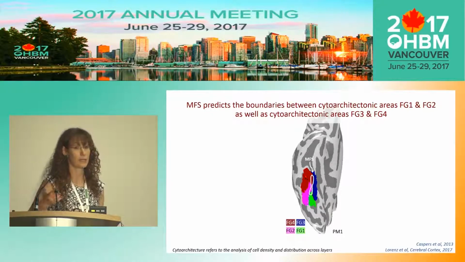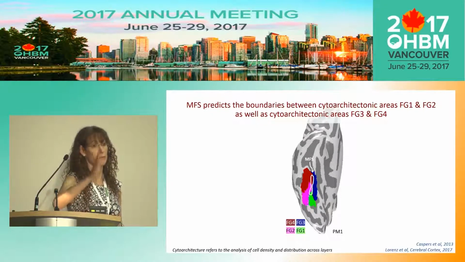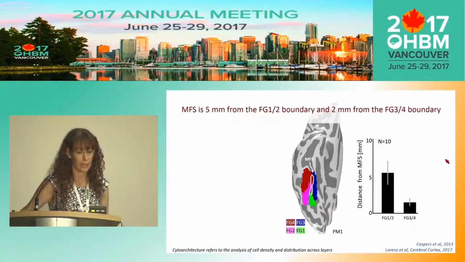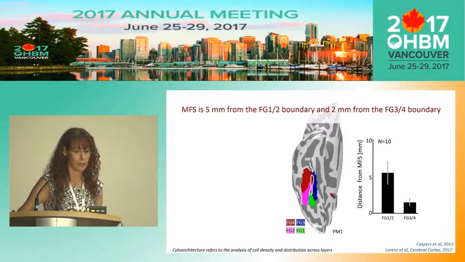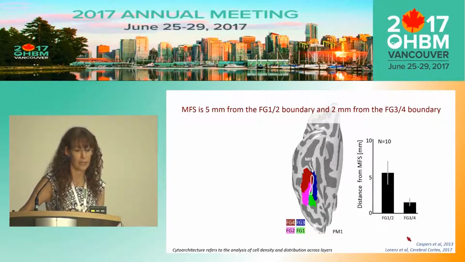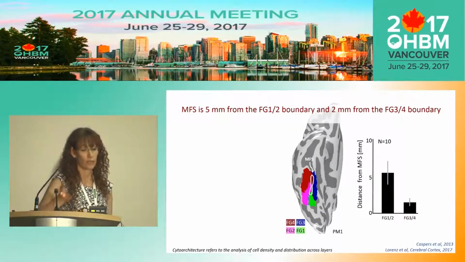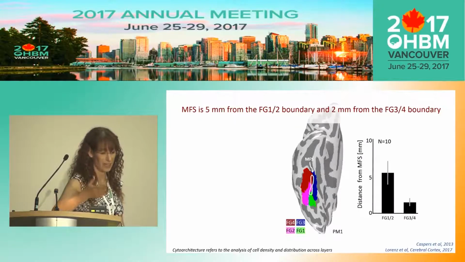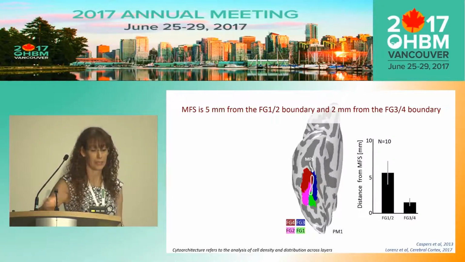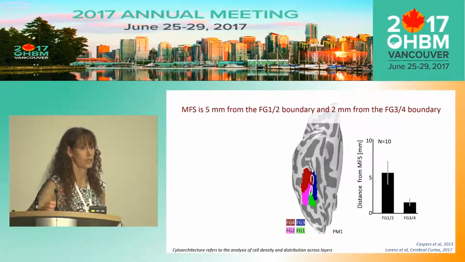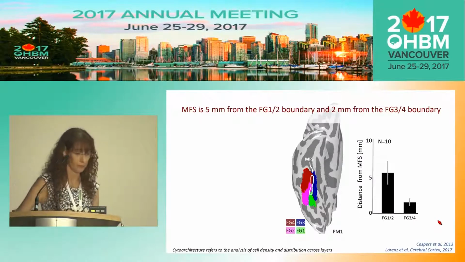And we did the same exercise of measuring the boundary between cytoarchitectonic regions relative to the macroanatomy, and we find that the boundary between FG1 and FG2 is within 5 millimeters from the MFS, and the boundary between FG3 and FG4 is within 2 millimeters of the MFS. And again, this structural cytoarchitectonic coupling is better at the anterior end of the MFS because this is a more stable macroanatomical landmark.